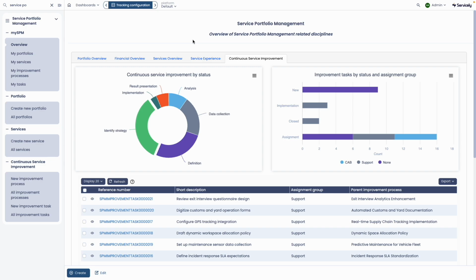So this is how we in Servicely would manage service portfolio management and drive continuous service improvement activities based on the tracking capabilities, the fact that we can do this integrated to the CMDB that is in the system and thereby also impact all the processes like incident, problem, change.